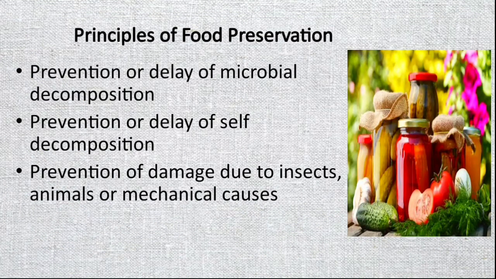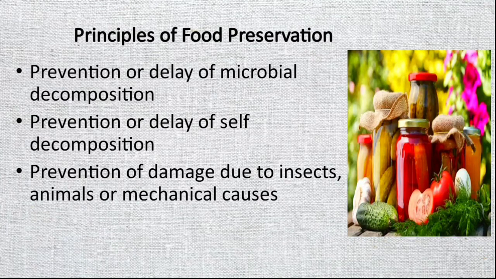These are 3 principles of food preservation. Number 1, prevention or delay of microbial decomposition. In this principle, we can follow by keeping out the microorganisms. This is called asepsis, or by the removal of microorganisms such as filtration, by hindering the growth and activity of microorganisms by low temperature, drying, anaerobic conditions or chemicals. The fourth one, by killing the microorganisms through heat or radiation.